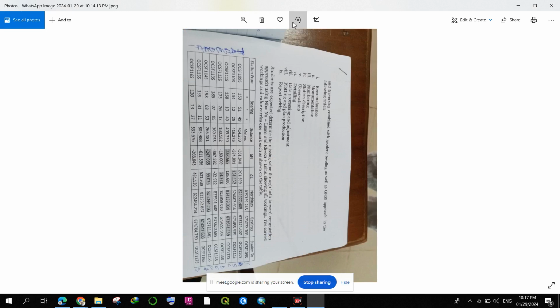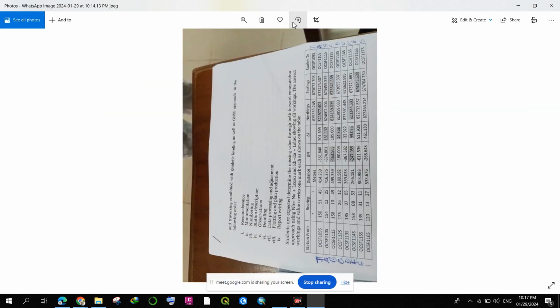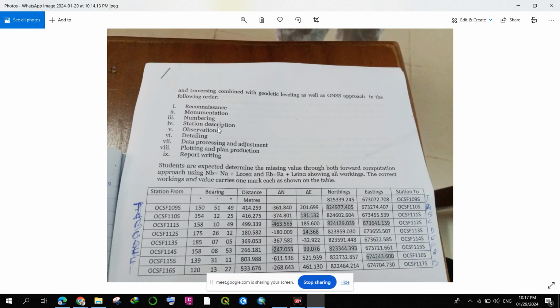So here is the question. You have the question. I believe you can all see that. Now in traversing, let me quickly explain all these terms so that we can understand what it's all about. When we're talking about reconnaissance, you are trying to inspect an area. Let's say you want to carry out a survey, you need to get yourself familiarized with whatever is within the environment first before you start carrying out the task. So reconnaissance is like a preliminary investigation. That's the first thing you do for every survey task. You just have a view of the area you want to survey. You can read more on that theoretically.